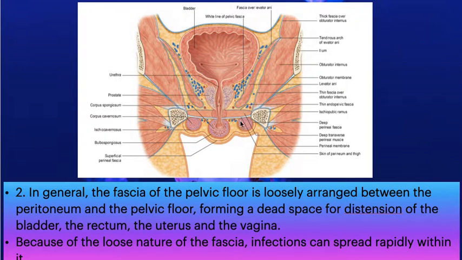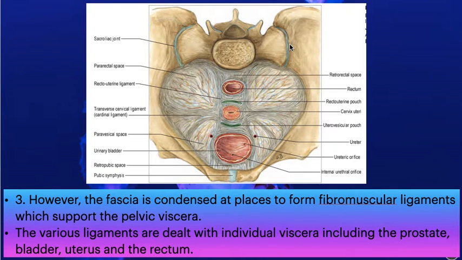In general, the fascia over the pelvic floor is loosely arranged between the peritoneum and the pelvic floor, forming a dead space for distension of the bladder or the rectum or the uterus or vagina. Because of this loose nature of this fascia, infections can spread rapidly within it. Now, however, in certain areas, this fascia is condensed to form fibromuscular ligaments, which are supporting the pelvic viscera. Now, these we have studied in detail in prostate, bladder, uterus, and rectum separately.